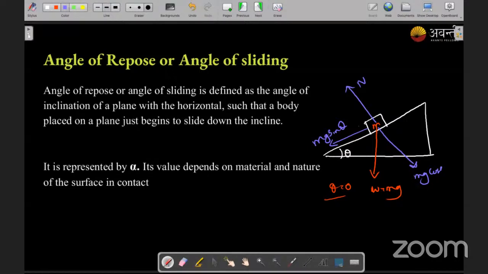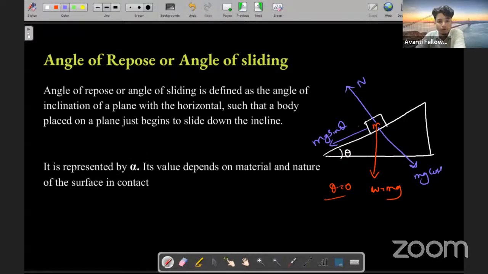Now, students, as I said, the angle of repose, or angle of sliding, is defined as the angle of inclination of a plane with the horizontal such that a body placed on the plane just begins to slide down the inclined plane. When the body just begins to slide down, it is on the verge of motion.